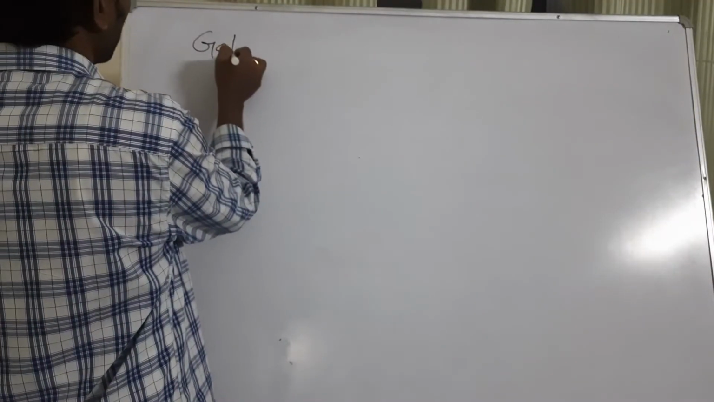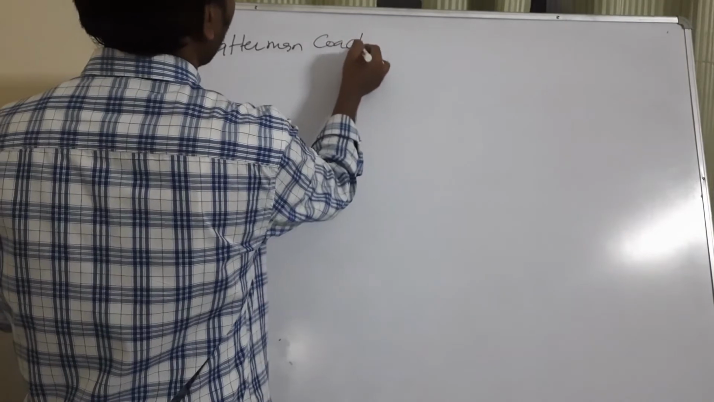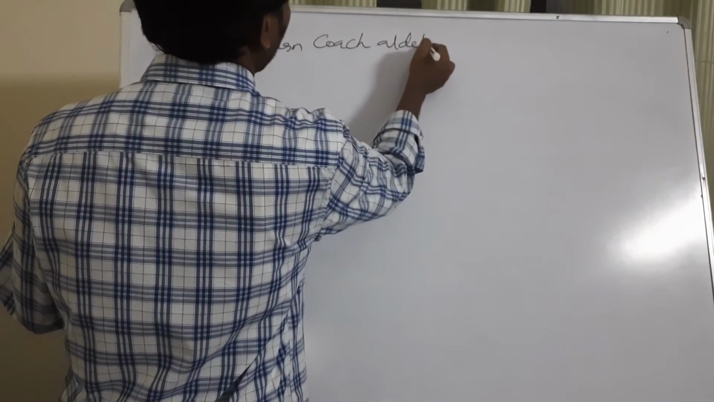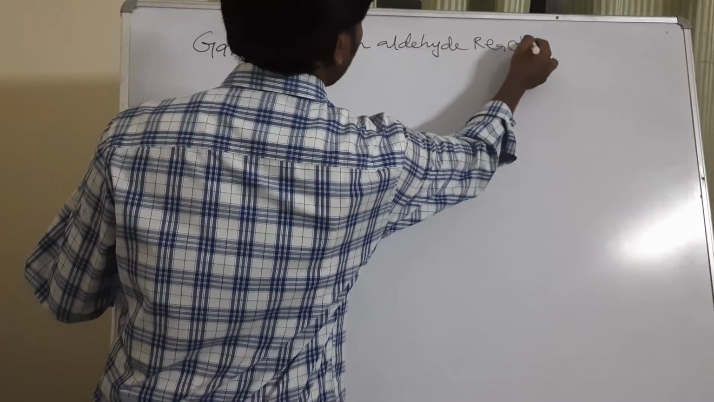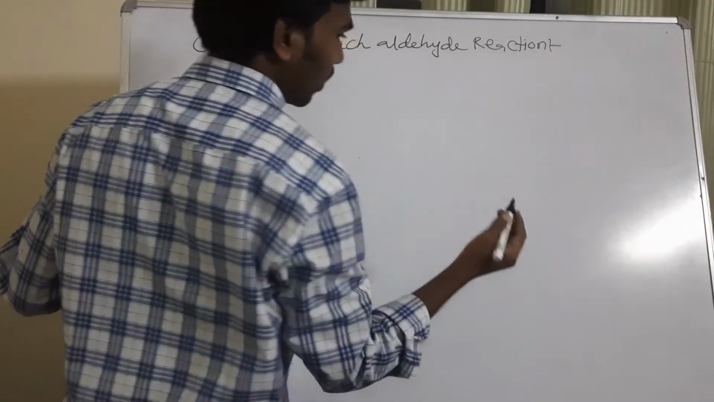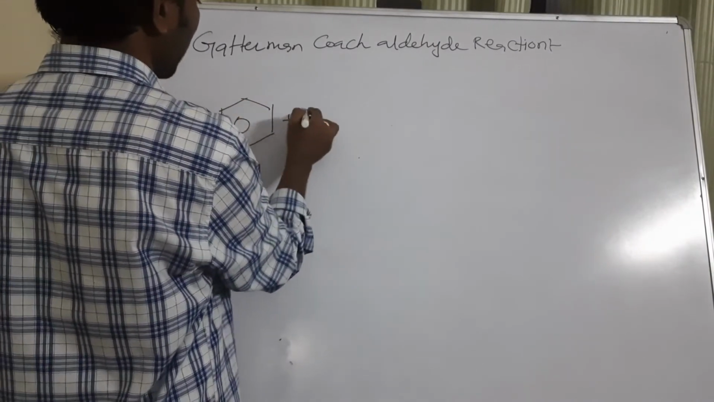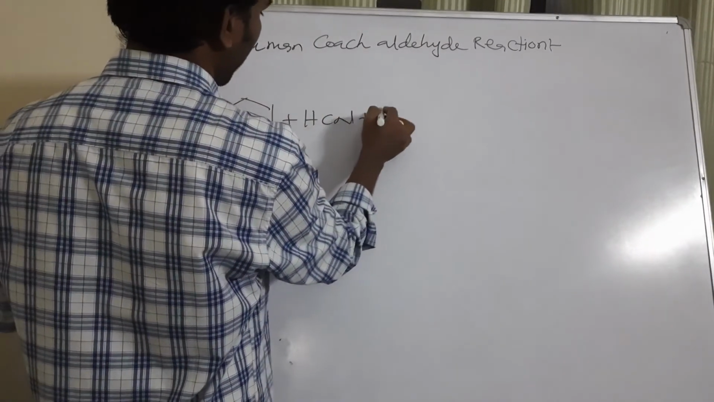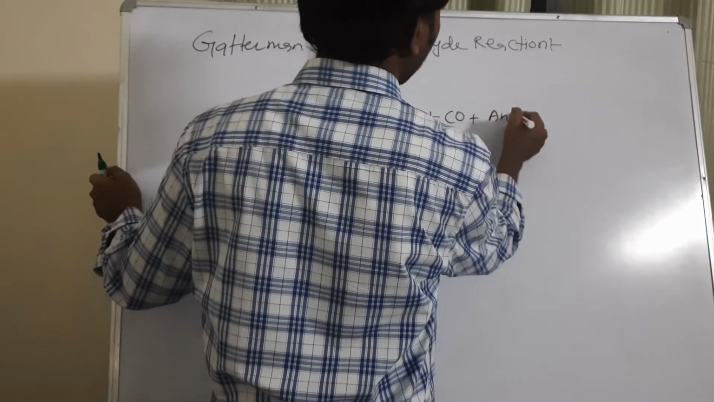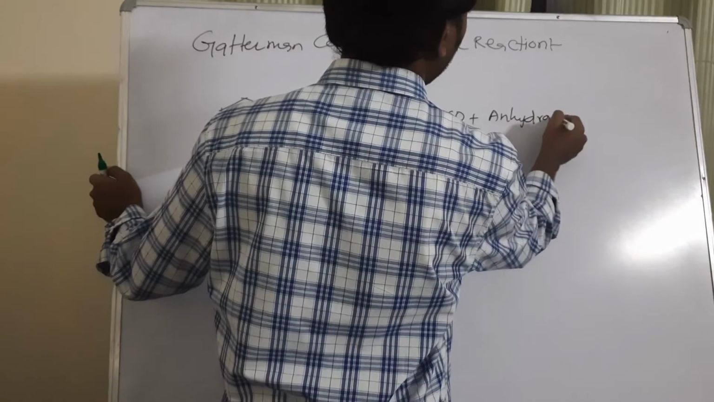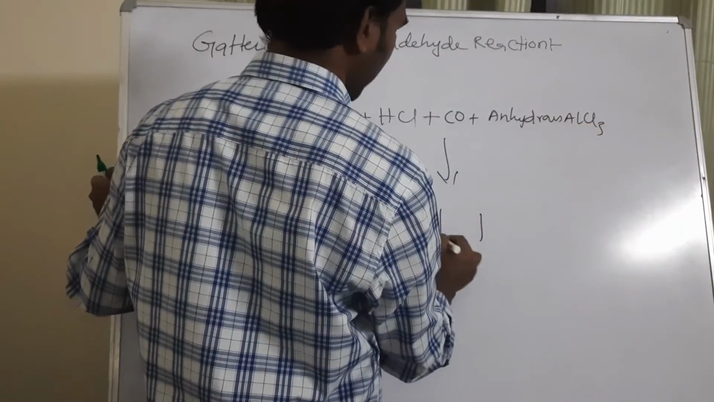Next, Gattermann-Koch aldehyde reaction. Here, between Gattermann reaction and Gattermann-Koch aldehyde reaction, one small difference is there, I will let you know. So here we will take benzene, hydrogen cyanide is common and HCl is common. Along with that carbon monoxide and anhydrous AlCl3 we will take, so then you will get benzaldehyde.